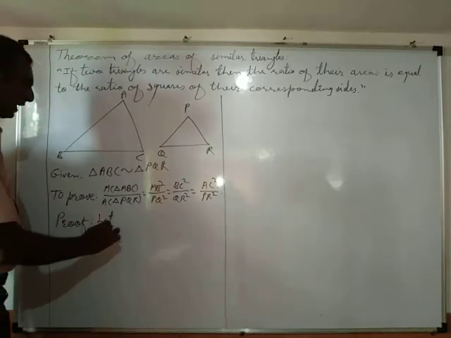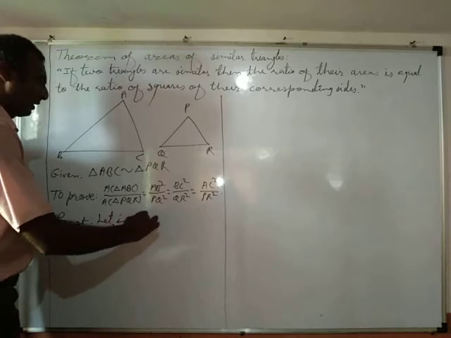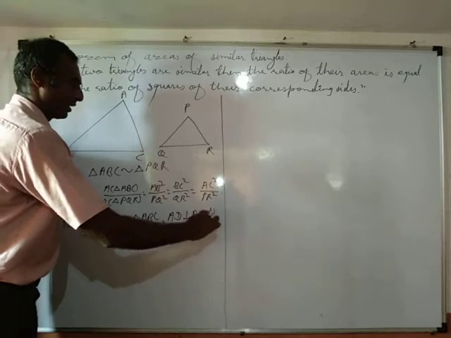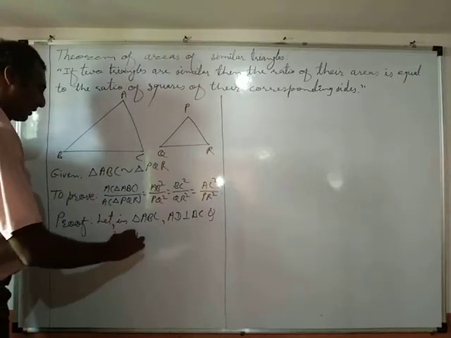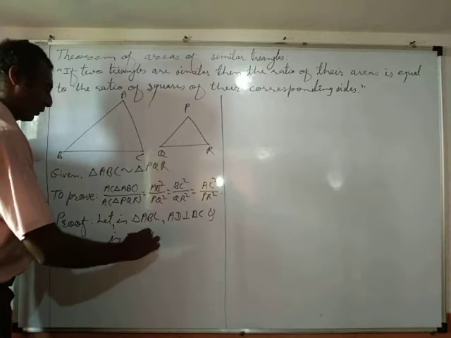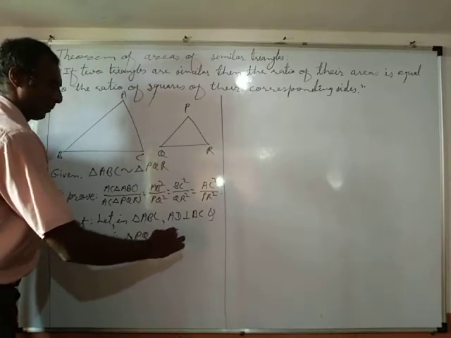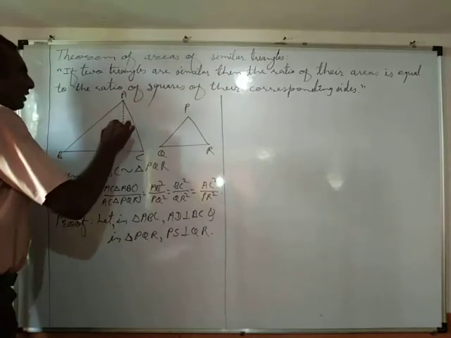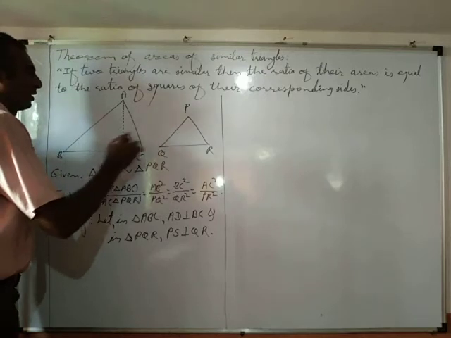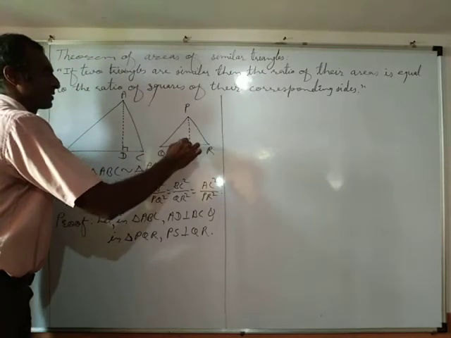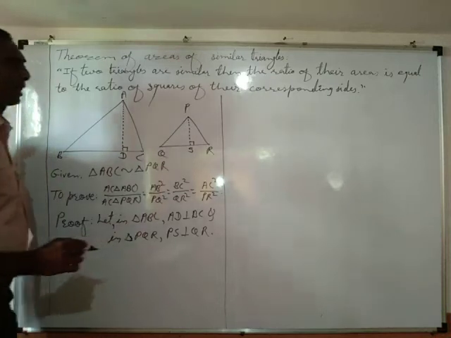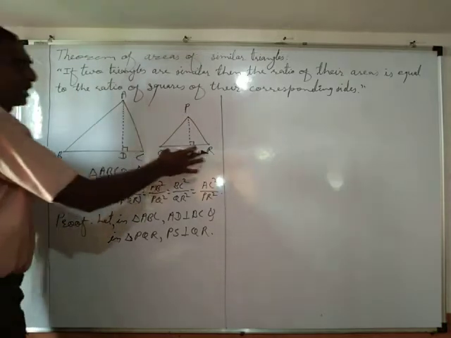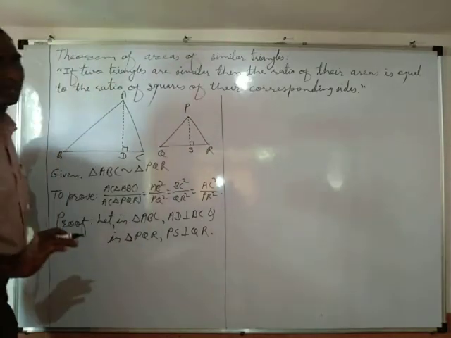Let's start with the word let. In triangle ABC, AD perpendicular BC, and in triangle PQR, PS perpendicular QR. Okay. Why are we considering AD perpendicular BC and PS perpendicular to QR? Because AD will work as height, BC will work as base, QR will work as base, PS will work as height.